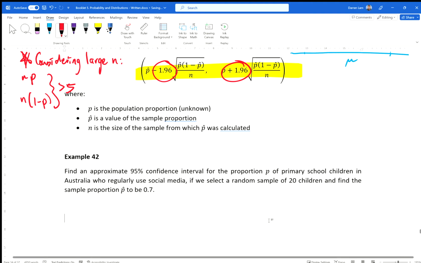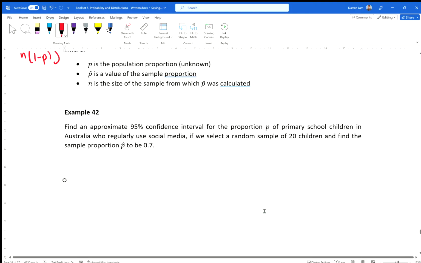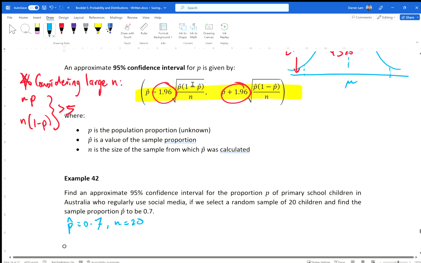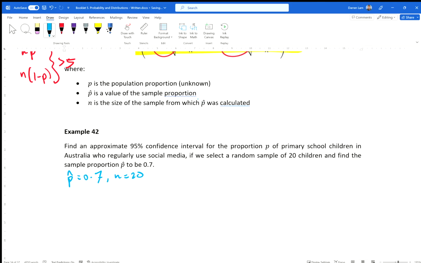Find an approximate 95% confidence interval for the proportion P of primary school children in Australia who regularly use social media. If we select a random sample of 20 children and find the sample proportion to be P hat is 0.7. I'm going to start by writing out my parameters here. P hat equals 0.7 and I know n equals 20. What I'm going to do next is focus on that square root, the square root of P hat times 1 minus P hat over n. So I'm going to copy that down first, just from the formula from above. And if we substitute, of course, we end up with the square root of 0.7 multiplied by 0.3 over 20.